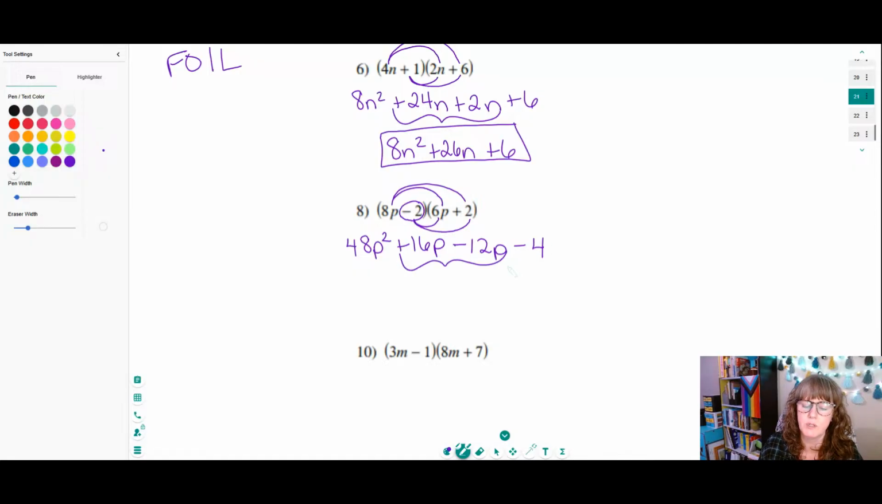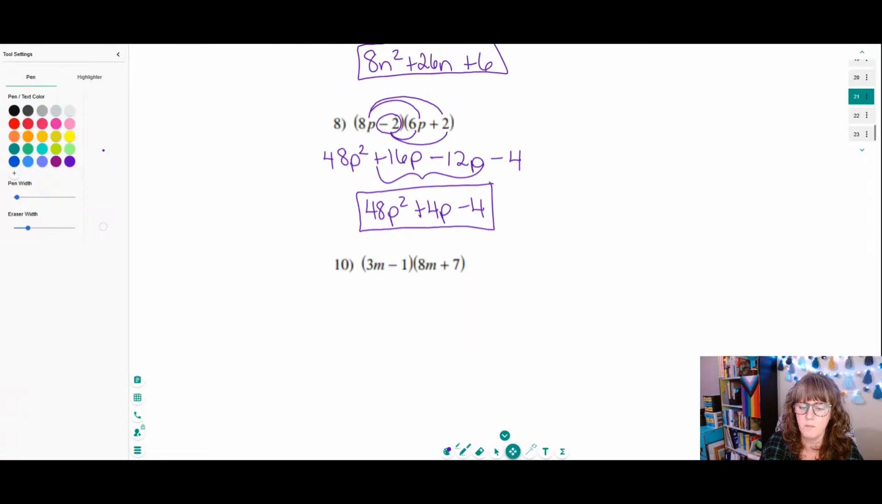And again, we've got those 2 like terms in the middle there. So 48p squared. 16p minus 12p is positive 4p minus 4. And that is that one multiplied.